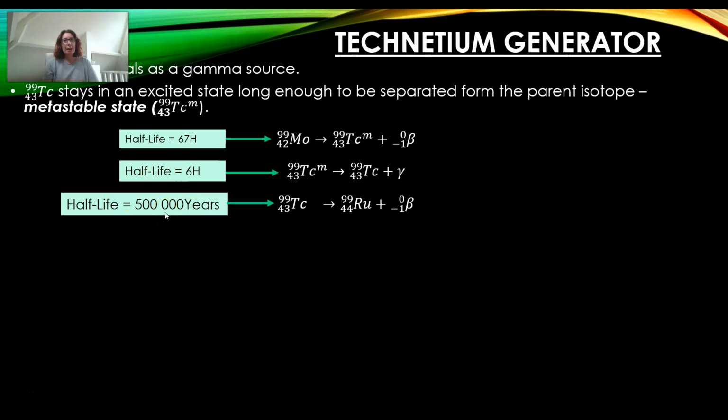And then anything that's left inside the body will have a half-life of 500,000 years. So it will stay a long time in the body, but it's not very active. So it's not producing a lot of gamma, and so the background radiation is probably higher than the dose they're receiving from the technetium.